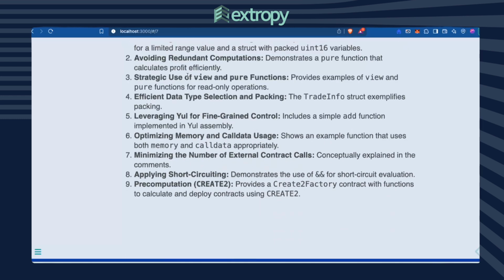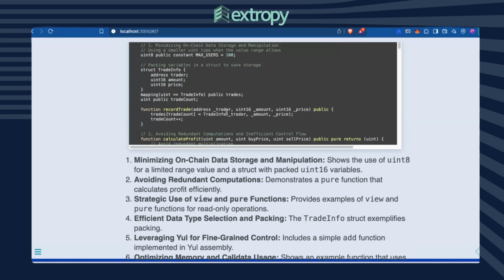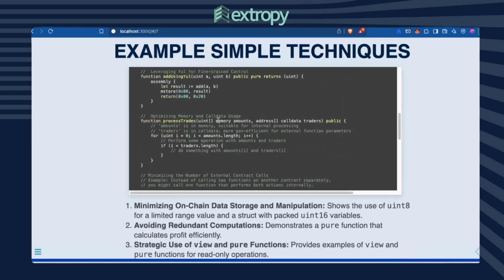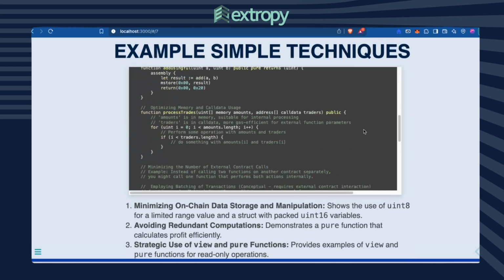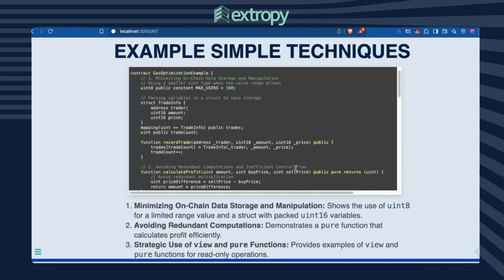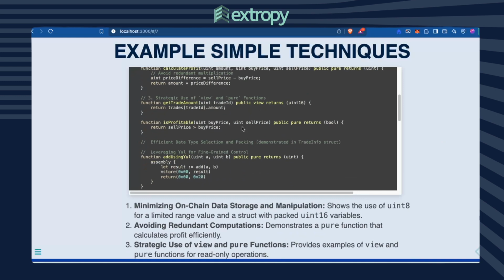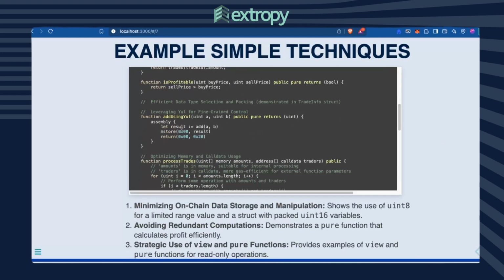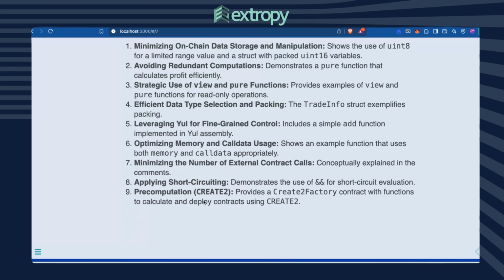Other things here: avoiding redundant computations, so using things like pure functions if you can. That's going to make more sense later. But the next one's the same sort of thing. It's about packing also. Yes, sorry, that's just packing again.